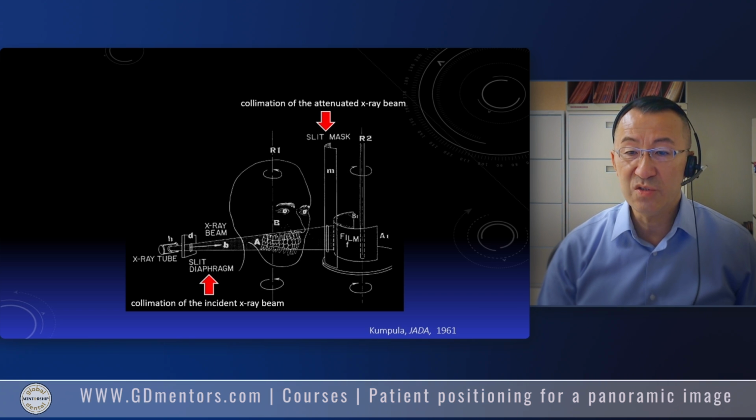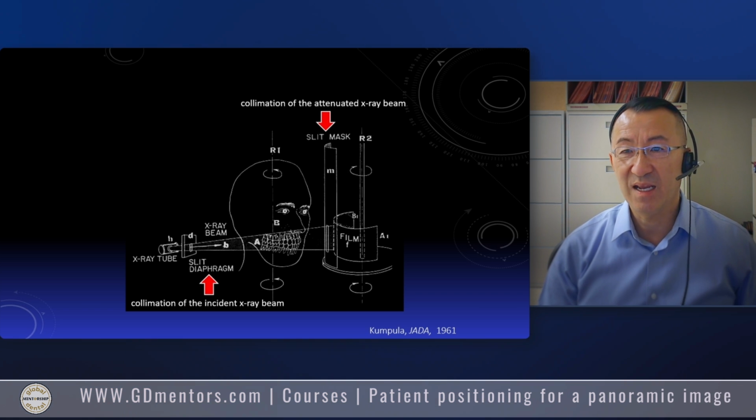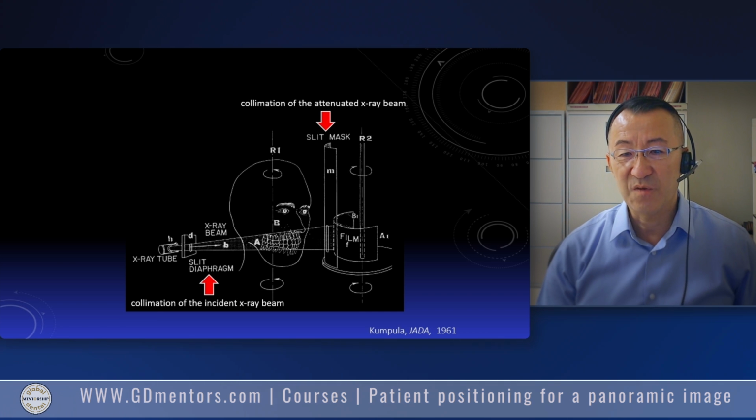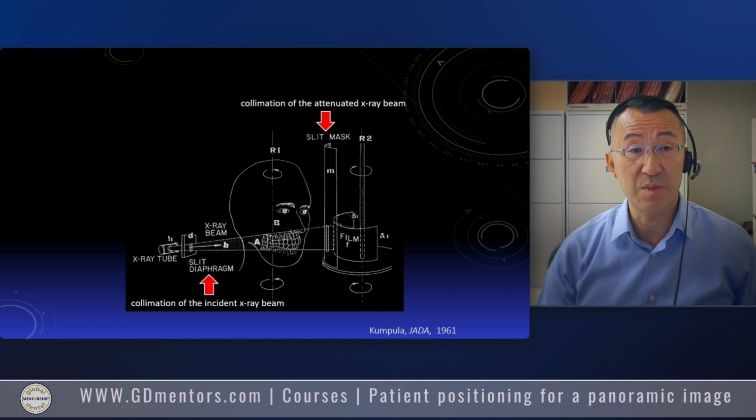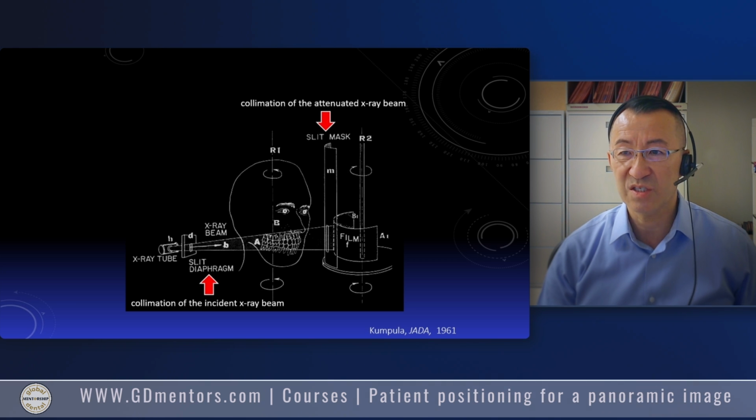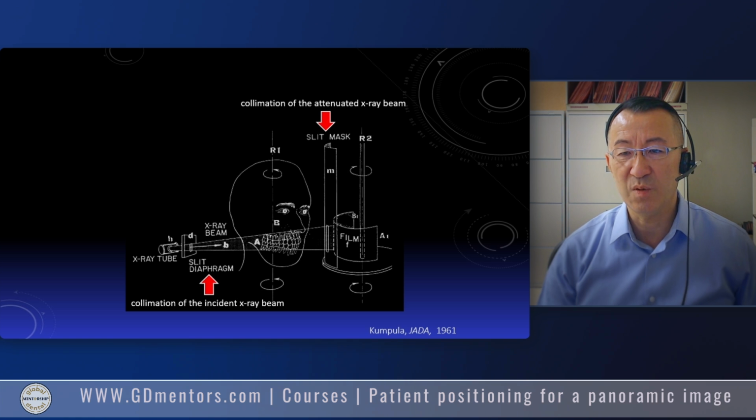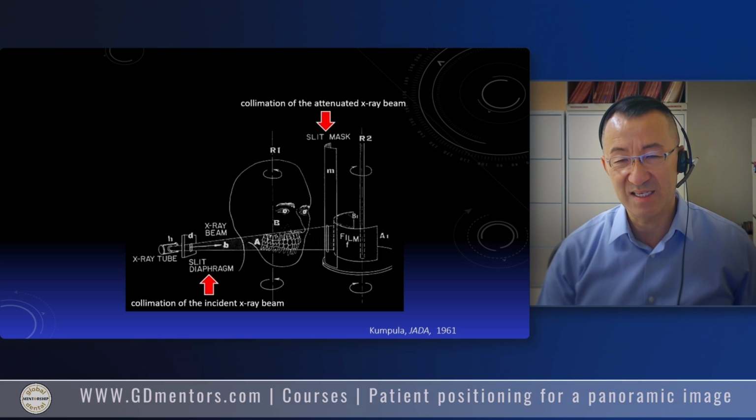So these are two very interesting and unique features of panoramic systems. First, that the system moves in a curve around the patient that mimics the curve of the arch. And second, there is collimation of the X-ray beam at 2 points, before and after entering and exiting the patient.